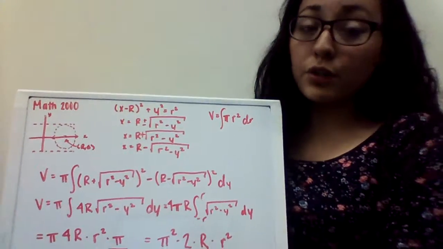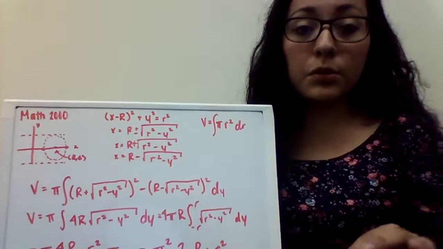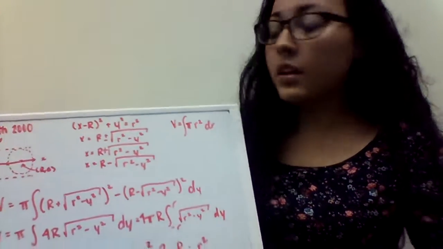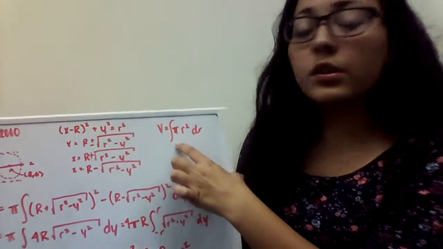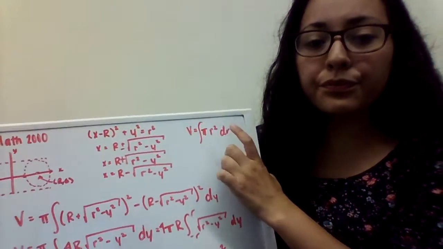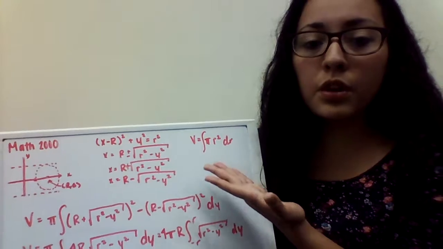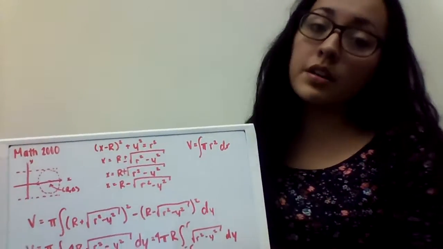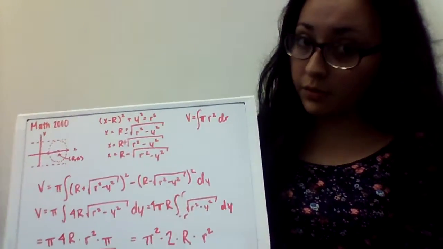Now, for the integral to find the volume, you need to find the integral of the area. So that's why I have volume is equal to pi r squared dr. This is important to know because pi r squared is equal to the area. If you take the integral of the area, you're going to find the volume.